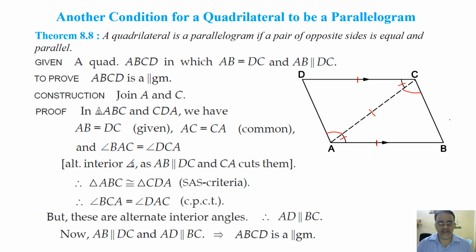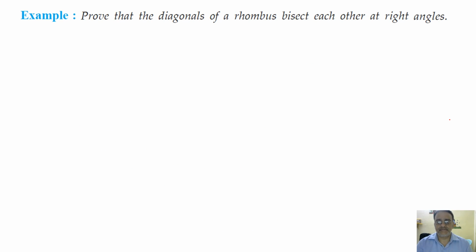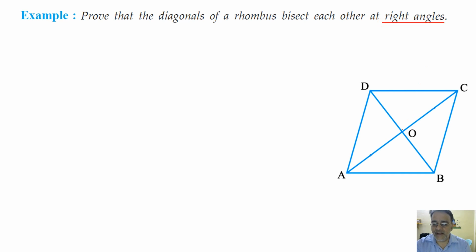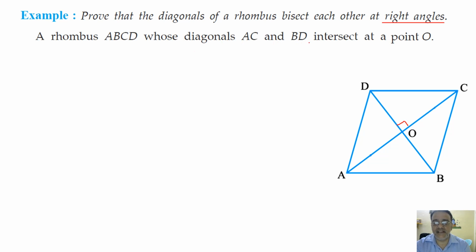Now we are going to see one question. Example: this is a very important question. Prove that the diagonals of a rhombus bisect each other at right angles. So what we have to show is that the diagonals bisect each other and at 90 degrees. So ABCD is a rhombus whose diagonals AC and BD intersect at point O. Okay? Now what is a rhombus?